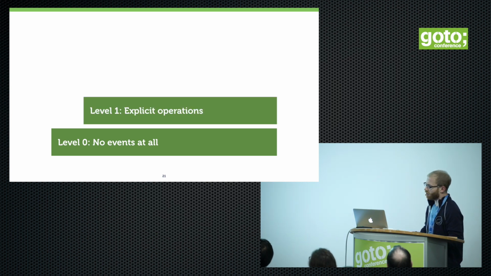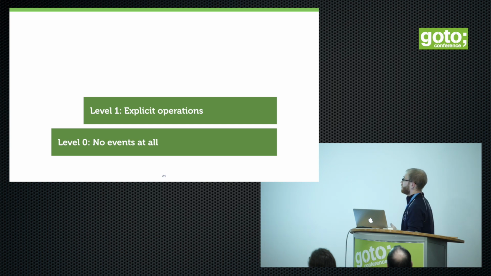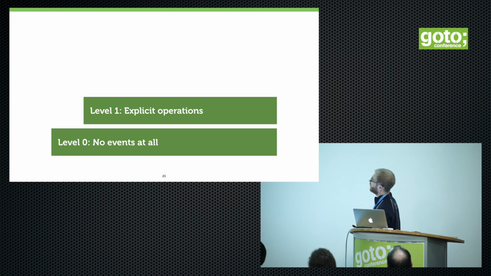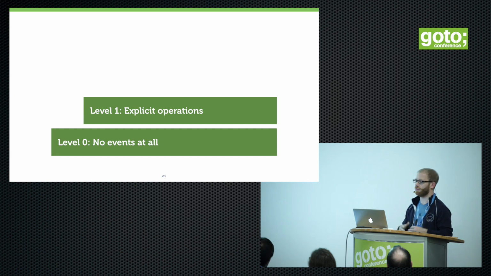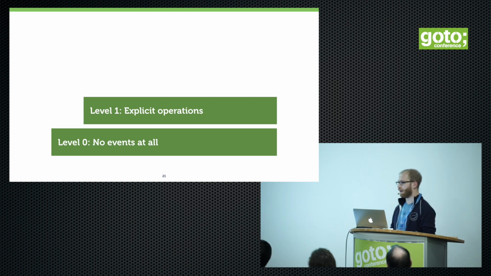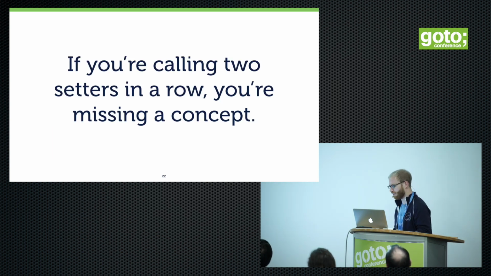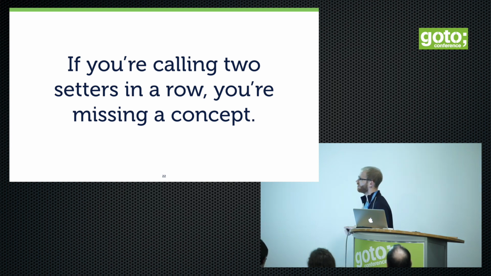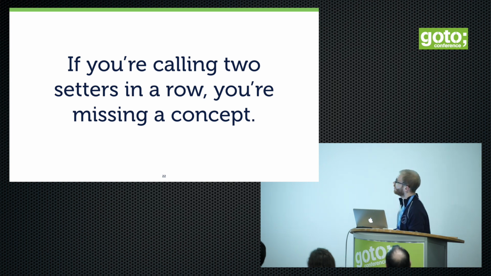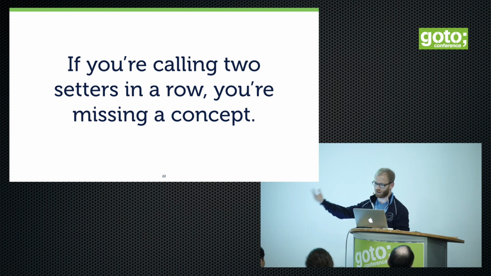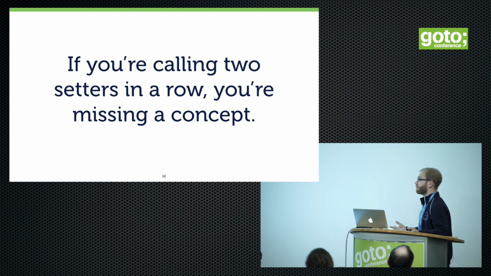Fine. So the next level that you can get to is basically make the operations to your domain types explicit by exposing methods on those domain types, right? That's basically what I'm trying to boil it down to. If you see a piece of code that calls more than one setter in a row, you're basically missing a concept here, because you're not poking at the thing, but you're doing something to the thing, and that should rather be expressed as a method, right?